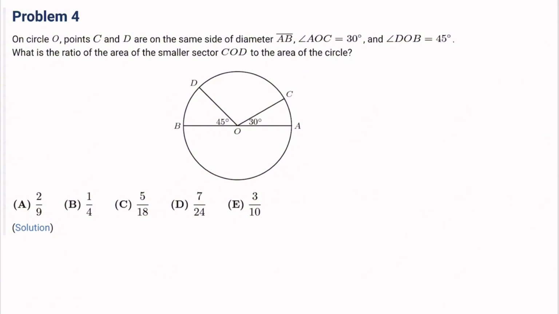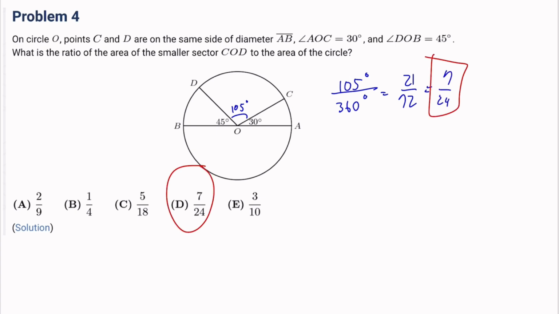Okay, so since we know that this whole thing is 180, that means we know that this angle is going to be 180 minus 30 minus 45. That's just 105, right? So it's 105 degrees. So it's going to be 105 degrees all over 360, and so this is going to be equal to 21 over 72, which is equal to 7 over 24, right? So this is the answer, it's D.